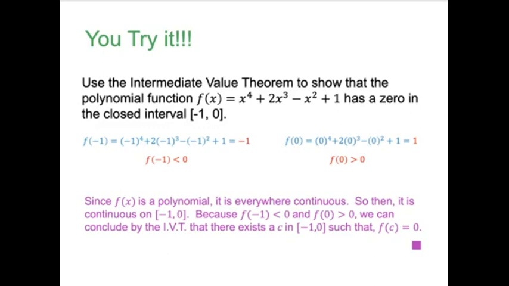So here's the write-up of my proof. Since f of x is a polynomial, it is everywhere continuous. So then, it is continuous on the closed interval from -1 to 0. Because f of -1 is less than 0, and f of 0 is greater than 0, we can conclude by the intermediate value theorem that there exists a c in the closed interval from -1 to 0 such that f of c equals 0. And that completes my proof.